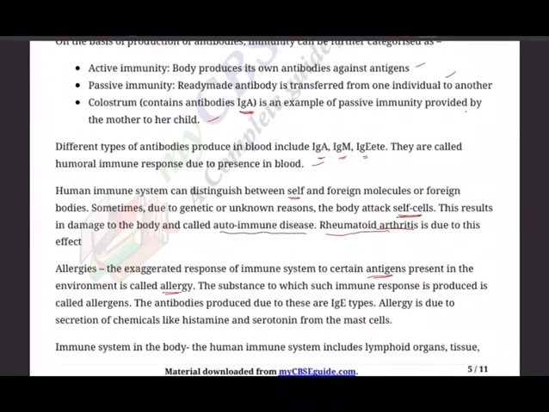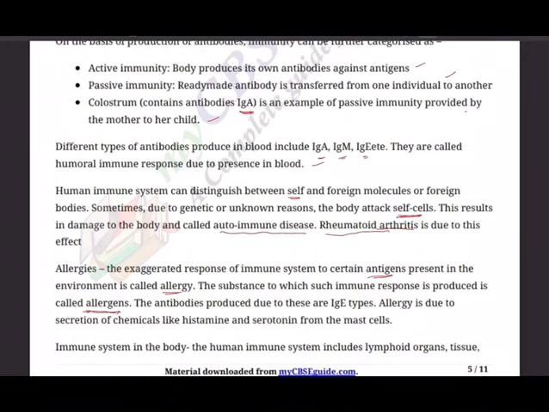So what is exactly happening is the person who is allergic to a particular substance, and when that particular substance is either taken in or applied outside, our body shows immediate response in the form of red pimples coming out throughout the body and a lot of irritation in the body. So that is exaggerated response of immune system. The substance to which such immune response is produced is called allergen. The substance which is causing this allergy is called allergen.